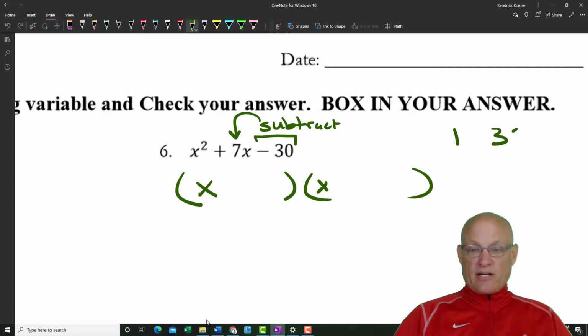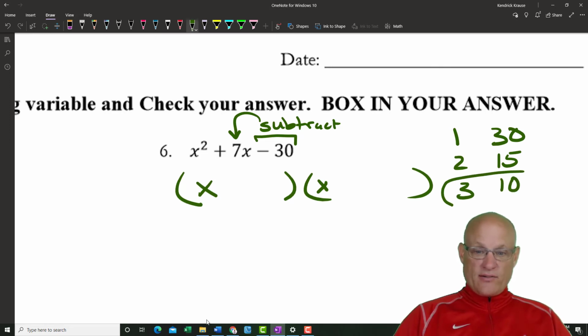1 and 30. When I subtract those, I get 29. 2 and 15. When I subtract those, I get 13. 3 and 10. When I subtract those, I get 7. There's another one, 5 and 6, but I only get 1 when I subtract those. So when I subtract 10 minus 3, I get 7.